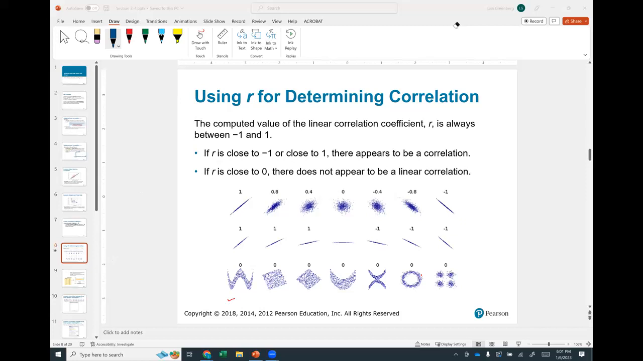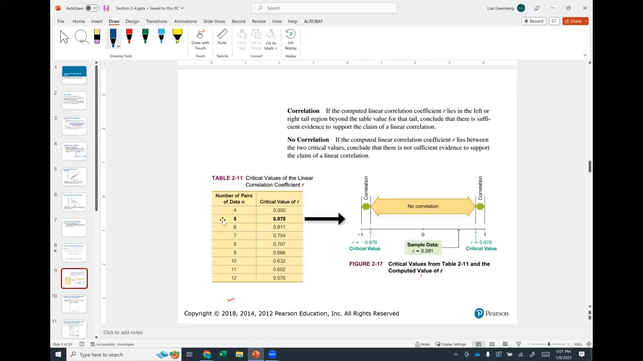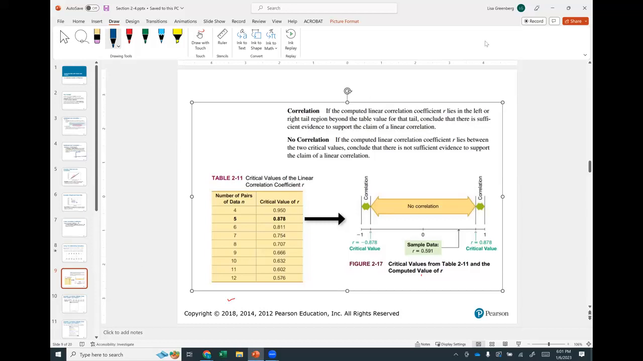Okay, so next, let's talk about this next slide, and then we're going to do the next problem. So how do we find out something about correlation? Actually, let's do the problem. Well, no, let's do this first. If the computed linear correlation coefficient R lies in the left or right tail region beyond the table value for that tail, conclude there is sufficient evidence to support the claim of linear correlation. Let me break that down into English.